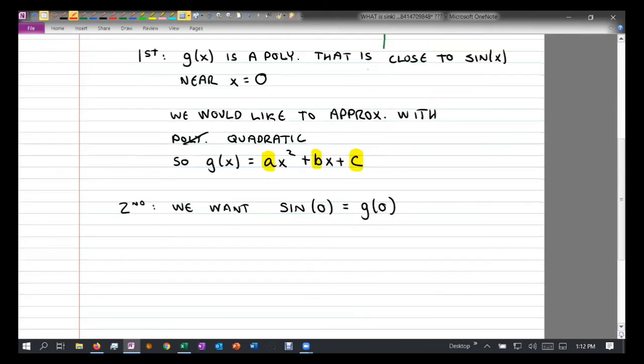Well, what does that mean? Do we know what sine of 0 is? 0. Okay, so we know sine of 0 is 0. And what would g of 0 be? Remember, this is g of x. What would happen if you plugged in 0 for x there? What would you be left with? C. So we just figured out what c needs to be, don't we? If c is 0, then both of these functions will have the same value at 0. Now I still don't know what a and b are, right? No. That's okay, at least we've got this much.